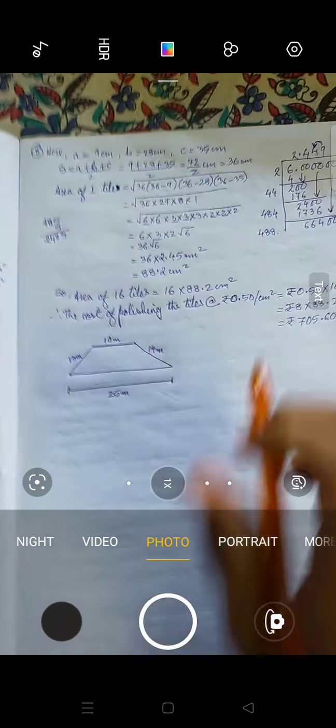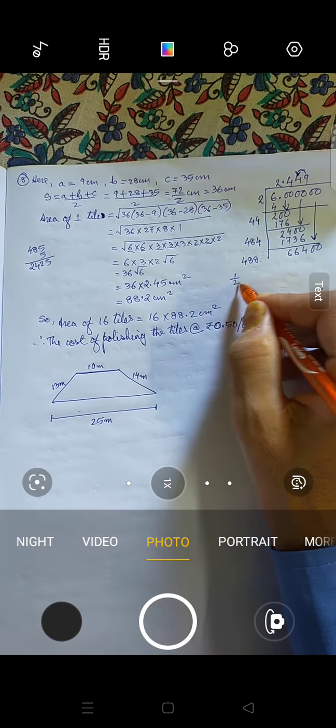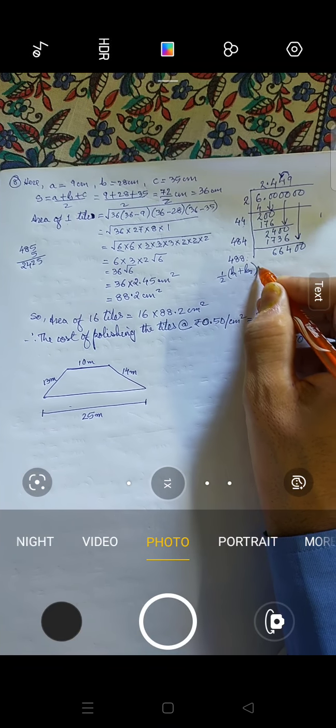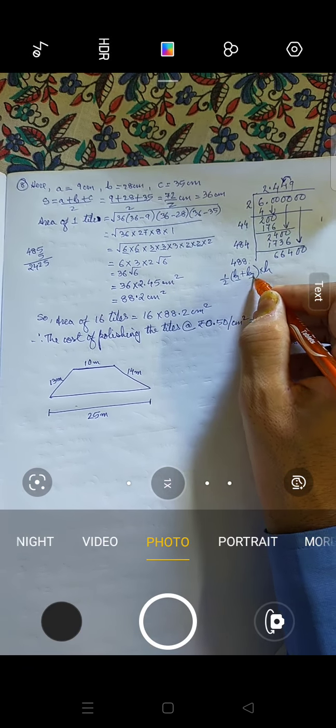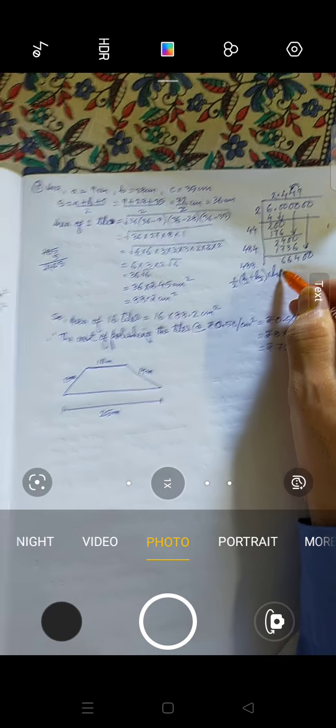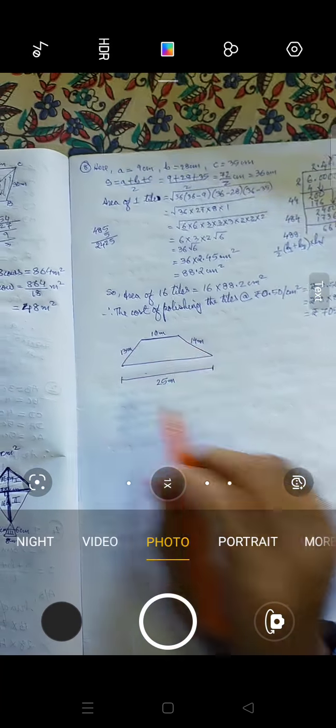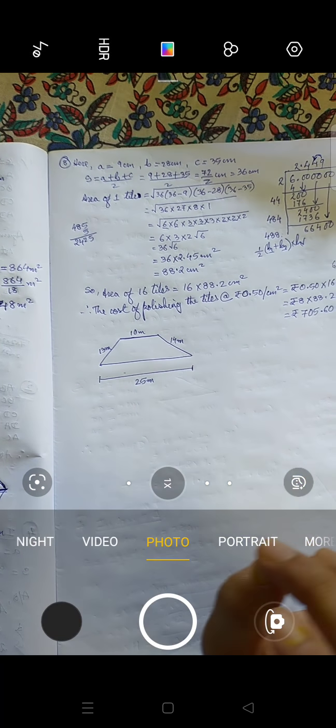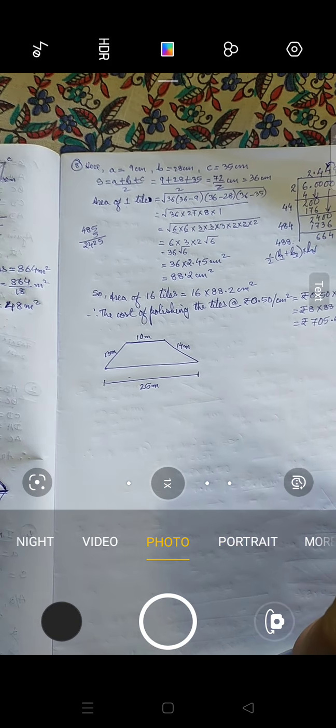Now you already know that the area of a trapezium is half into B1 plus B2 into H. So B1 and B2 are the parallel sides and H is the height. Do we have the height in this trapezium? No, we don't have the height. So there is another way to solve this question.